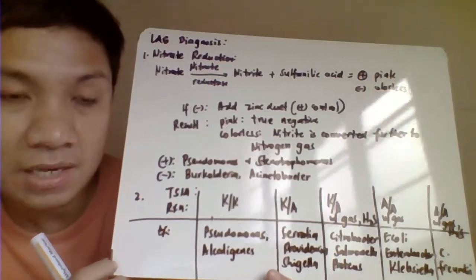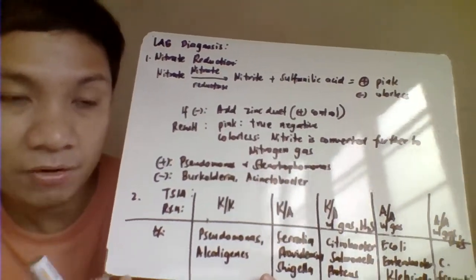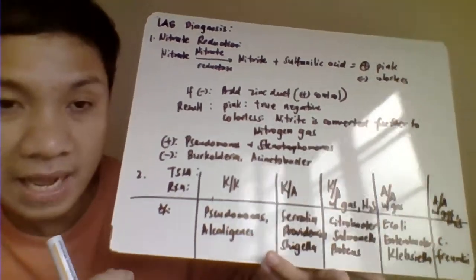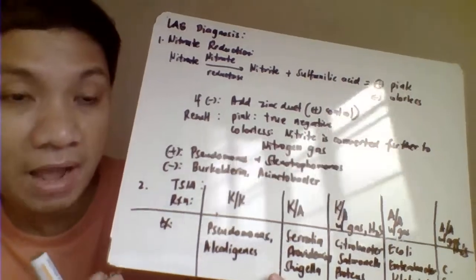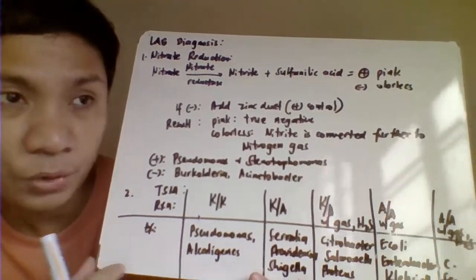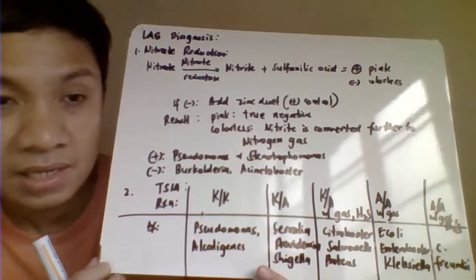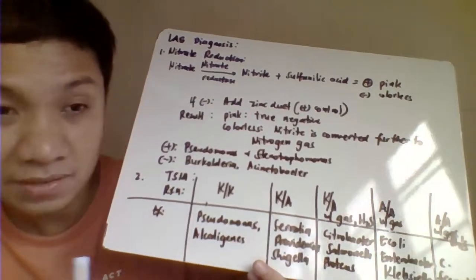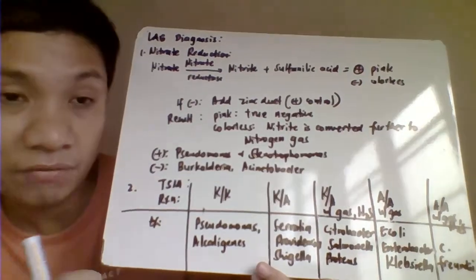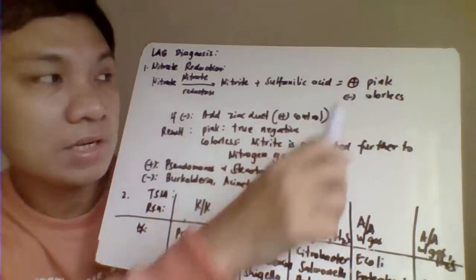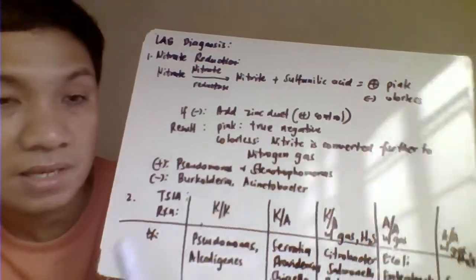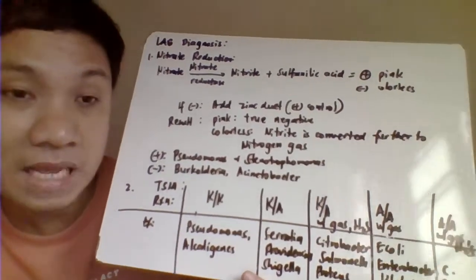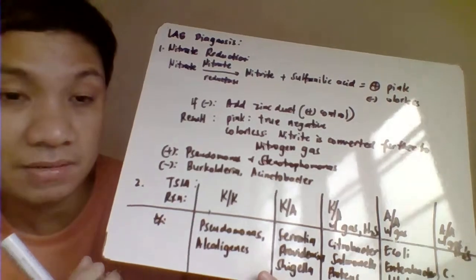However, there are some bacteria which, once they convert the nitrate to nitrite, further convert that one to nitrogen gas, and it might be the reason for having a colorless result. To really discriminate here, is it really just a true negative ba siya, or is the bacteria just converting your nitrite further to nitrogen gas, then you need to add your zinc dust. The zinc dust here is a positive control. So, pag nag-add tayo ng zinc dust, dapat mag-positive na siya.